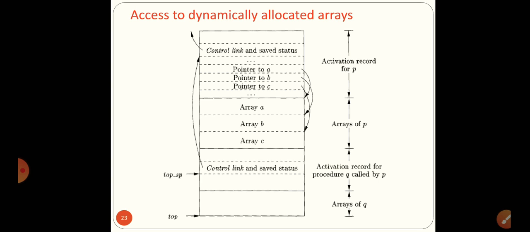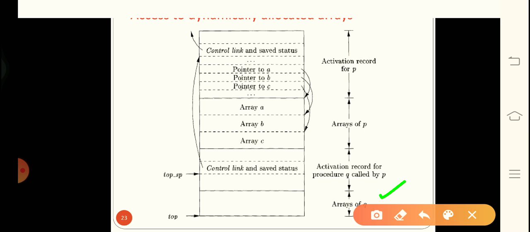Here we can see some arrays and some functions being represented. We have given an activation record for P, where P has various pointers: pointer to A, array A, pointer to B, array B, pointer to C, array C. After execution, control will be transferred back over here, to the control link and status signal.